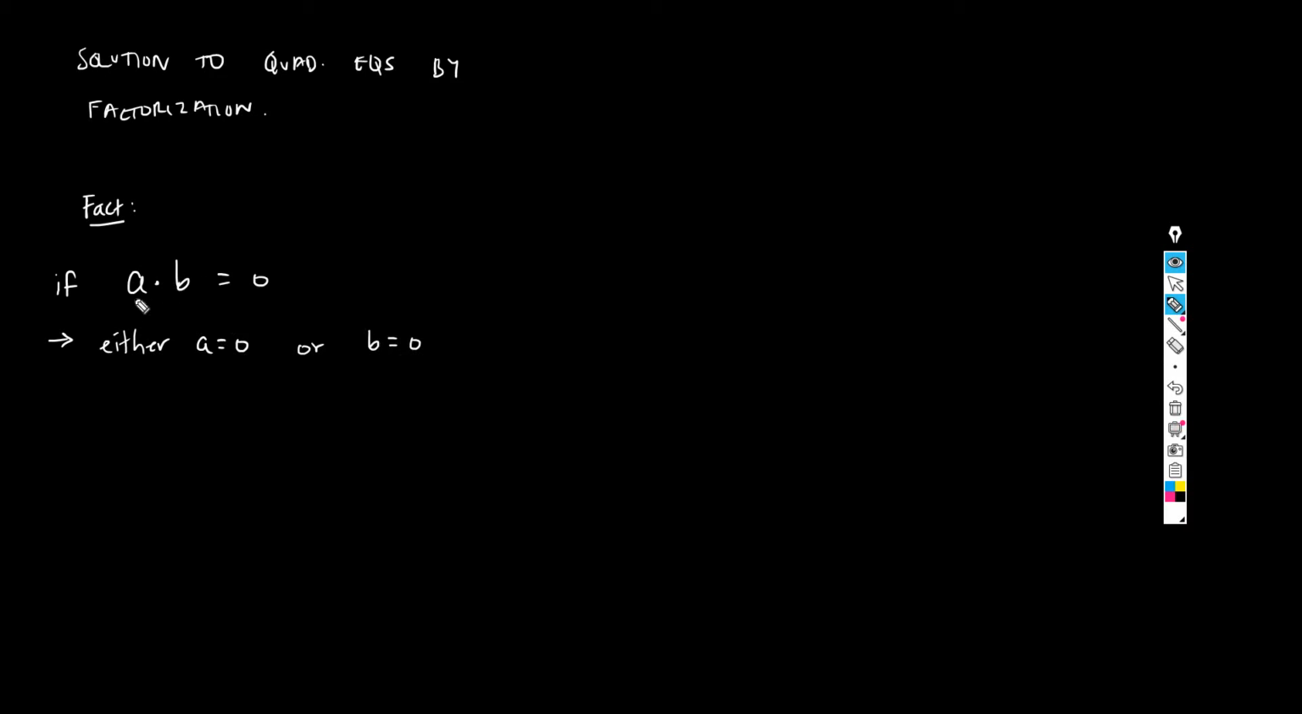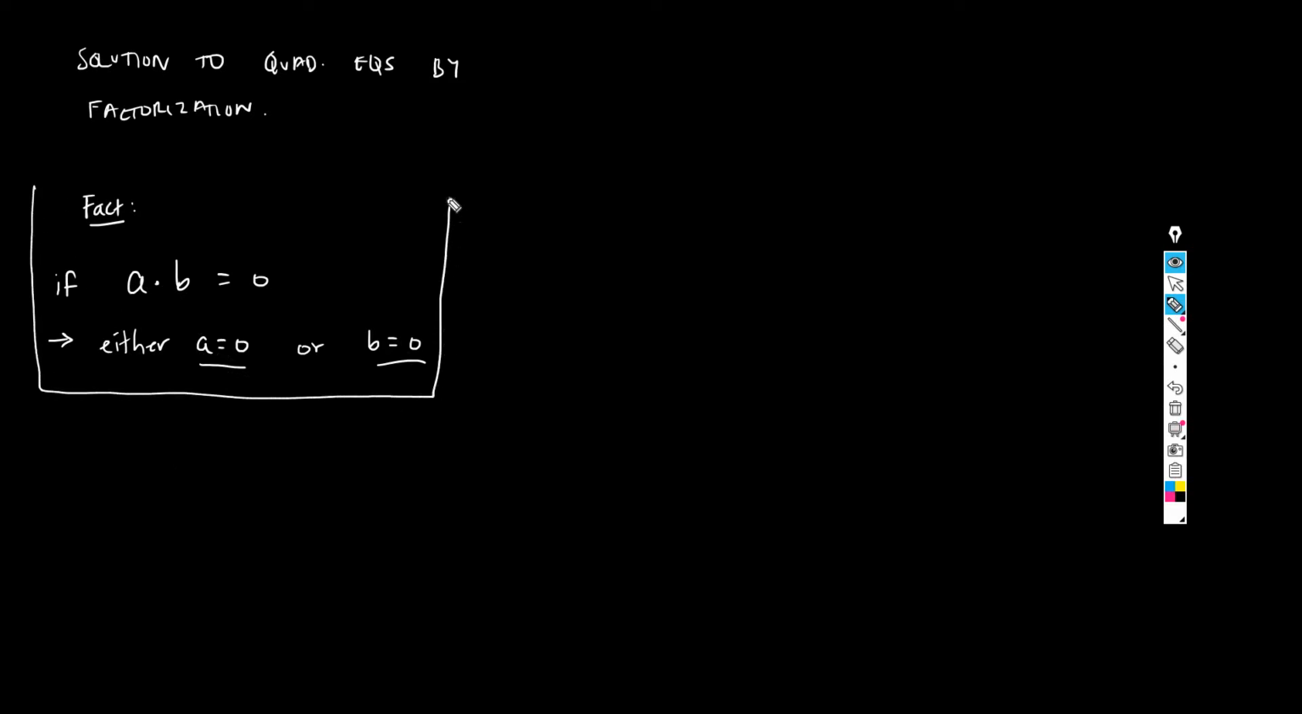Okay, in order for a product of two numbers to be equal to 0, at least one of them, either a or b, has to be equal to 0. At least one of them. Maybe both. That would be perfectly okay. But at least one of them has to be equal to 0. So this is the fact.